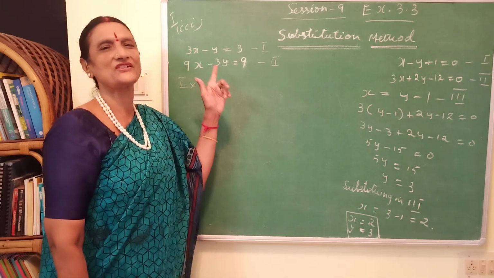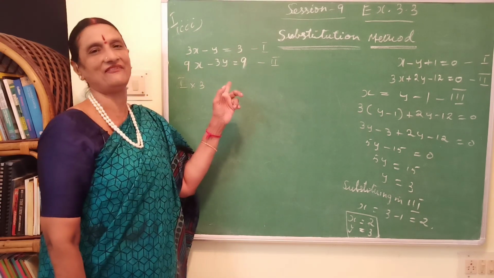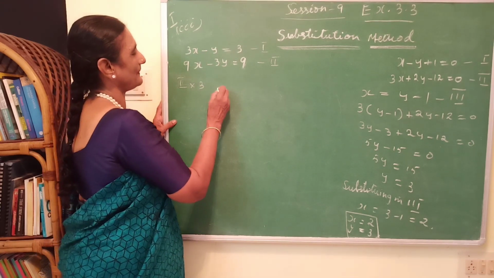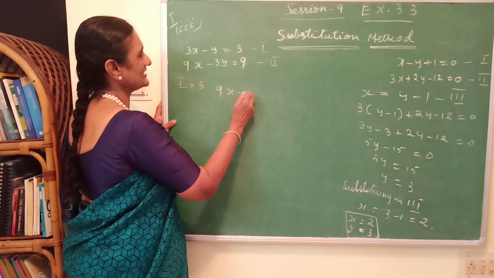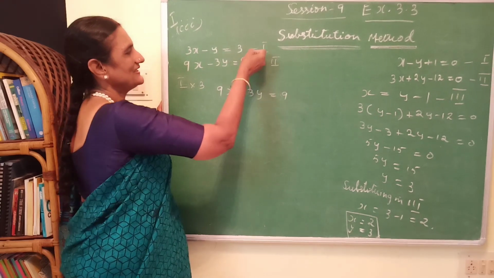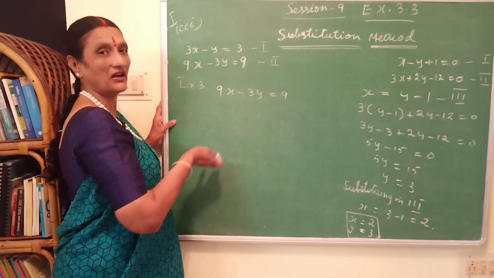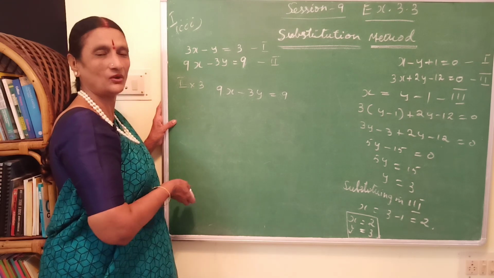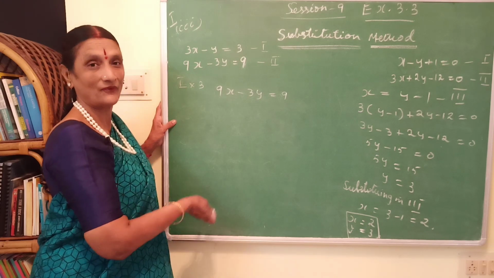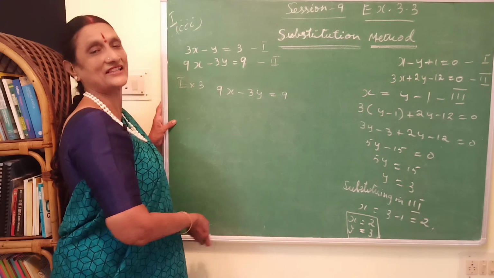On close observation, you can find out the first equation times 3 gives the second equation. Correct? Shall we try? So the first equation you multiply by 3, you will get 9x minus 3y equal to 9, which is the second equation itself. Yes or no? Because of that, what will happen? Your a1 by a2 will be equal to b1 by b2 will be equal to c1 by c2. Therefore, the equations are consistent and they have infinite solutions.